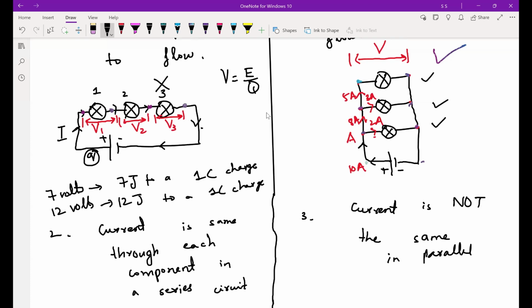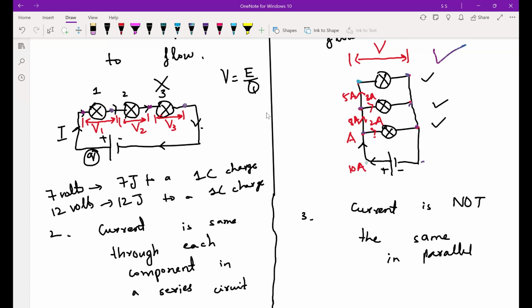This bulb doesn't work means it won't let current flow through it. So if current won't flow through it, all the other bulbs won't light up, because for current to flow, you need a closed path. If current started flowing from here, it went through bulb 1, then bulb 2, and then when it reached here, there was no path, it would not flow at all. Current only flows in a closed circuit.